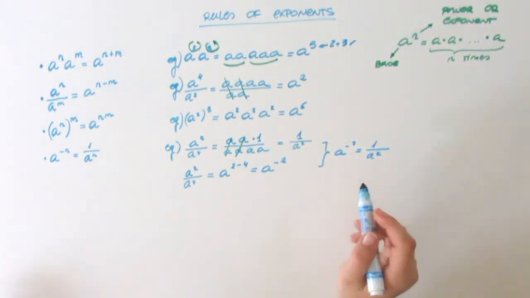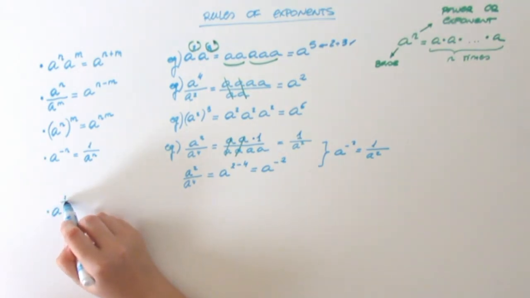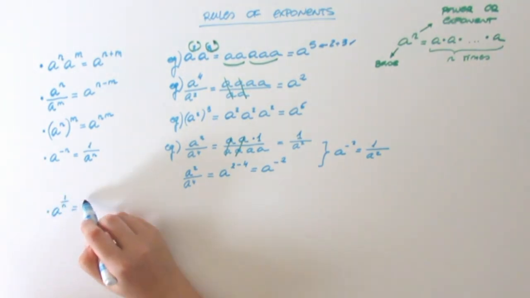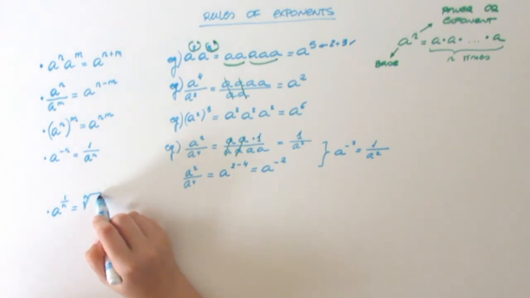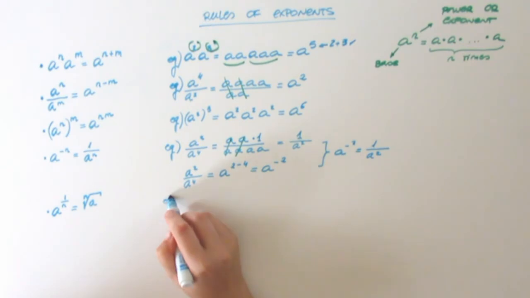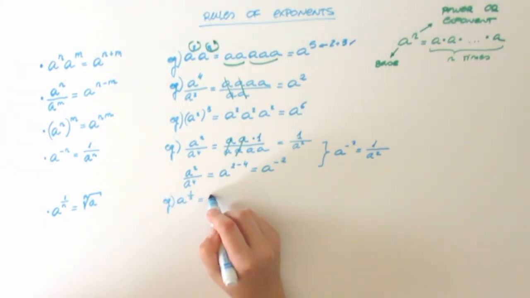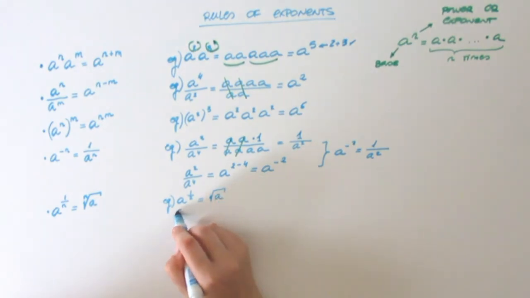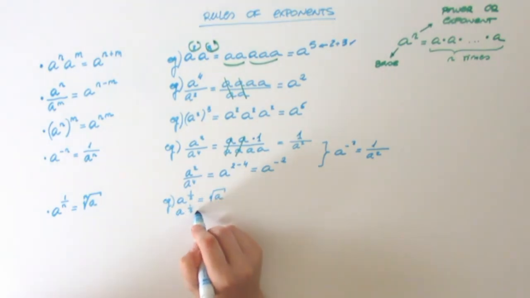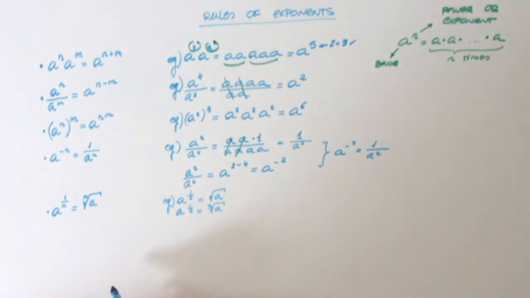Next one, if what I've got is a fraction, a to the power of 1 over n is the nth root of a. Remember that, for example, if we write a to the power of 1/2, that is the square root of a. If we have a to the power of 1/3, that is the 3rd root, or the cubic root of a.